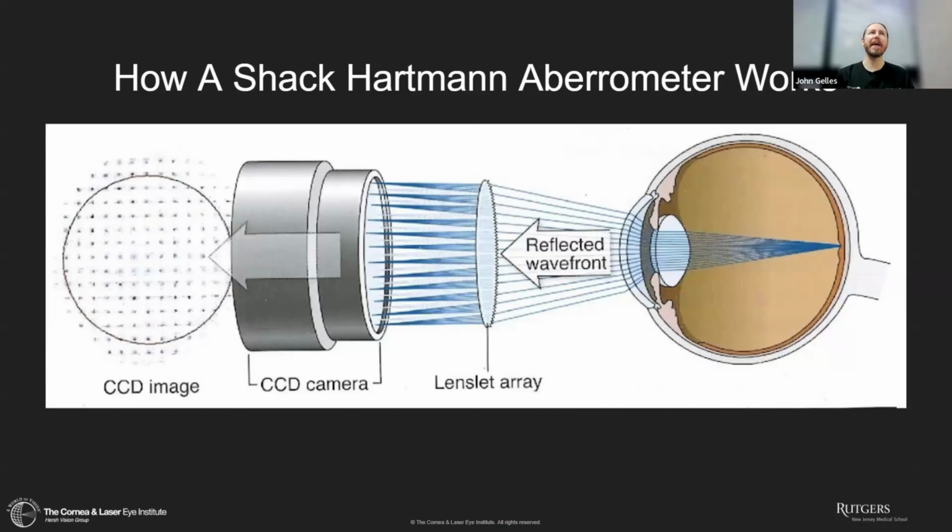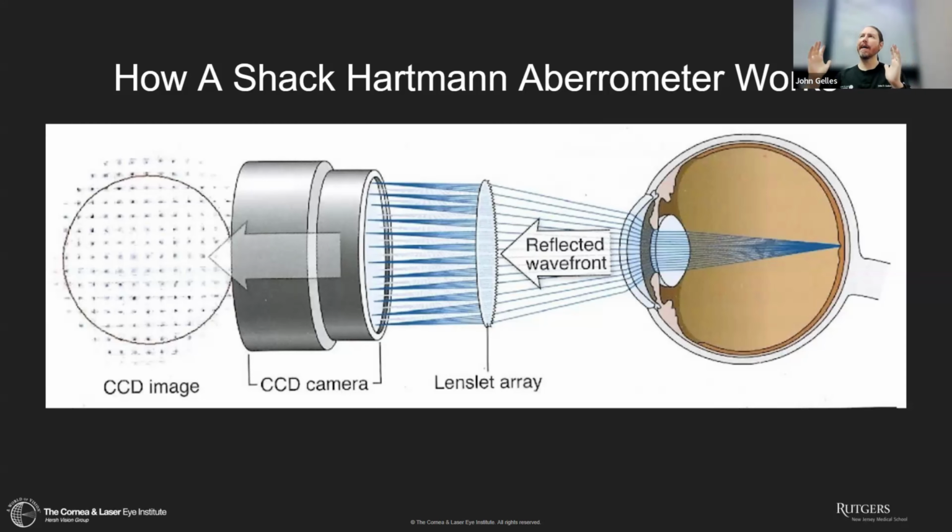What we can use to quantify the amount of aberrations that an individual has is a device called a wavefront aberrometer. Specifically, the one that we're going to go through today is something called a Shack-Hartmann. Now, there are a variety of different aberrometers out there, from shearing to ray tracing, but this will be what we focus on today as the technology. The way that this aberrometer works is it projects light into the eye, and we look at how the light reflects back out of the eye through all the optical system of the eye and back into the device.